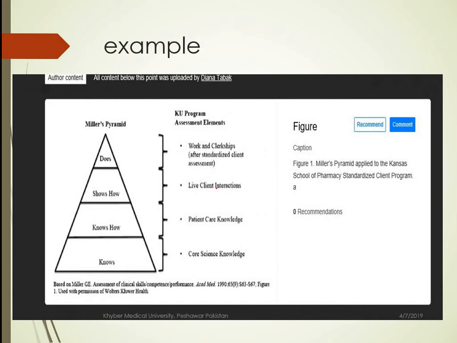This is an example of the Kansas University of the United States of America, where they have adopted this Miller pyramid for assessing the students of the pharmacy program at Kansas School of Pharmacy. So it's possible in Pakistan as well, provided you have skilled faculty and redesignate the existing pharmacists while giving them training to enhance their professional competencies.